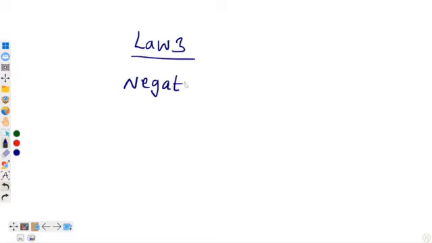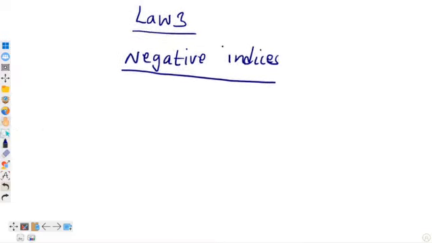So let's now move on to our law number 3, which is law 3. Under the third law, we are going to look at negative indices. So remember when I was teaching, we just ended on the second law. So under this law number 3, we are looking at the negative indices. So if A is a base and M is a negative power, you can write this as okay.